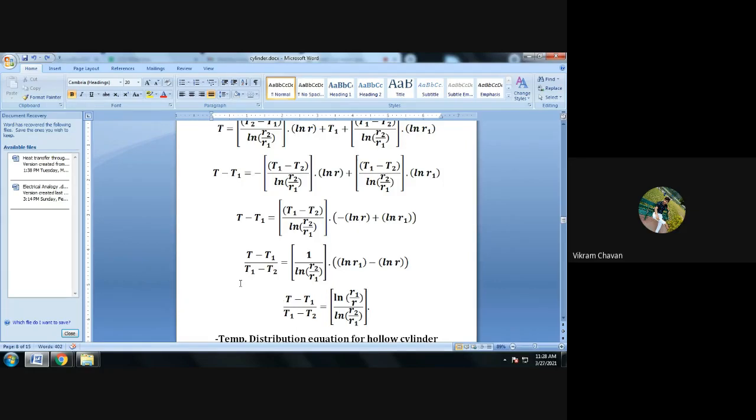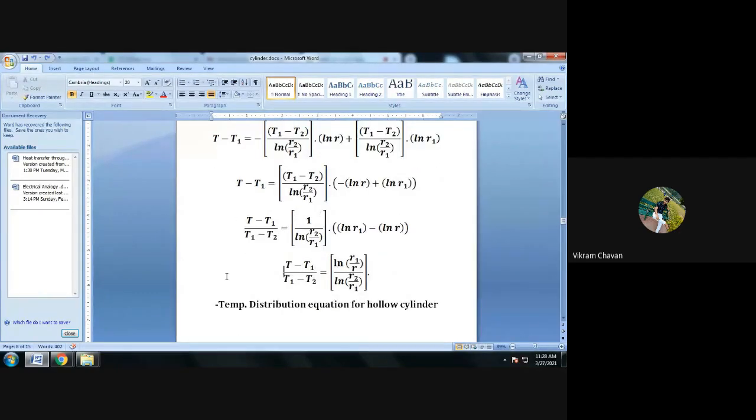Is everyone getting it? Did you understand how to determine the temperature distribution equation for a hollow cylinder? Whether you understood or not, please let me know in the chat box.